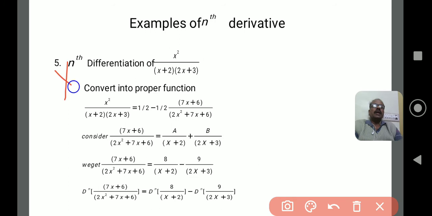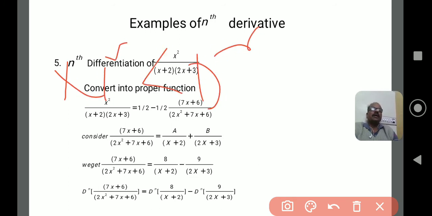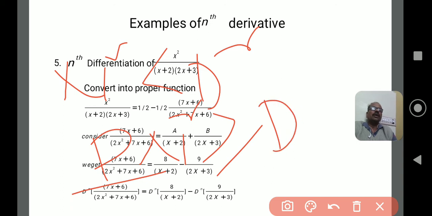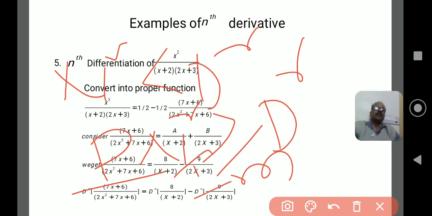If the degree of the numerator is less than the degree of the denominator, it is called a proper fraction. Once again I repeat, if the degree of the numerator is less than the degree of the denominator, this is called a proper fraction. If the degree of the numerator is greater than or equal to the degree of the denominator, it is called an improper fraction. This is the thing you should remember before finding the nth order derivative in partial fractions.